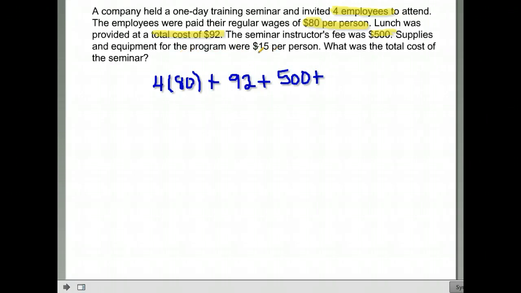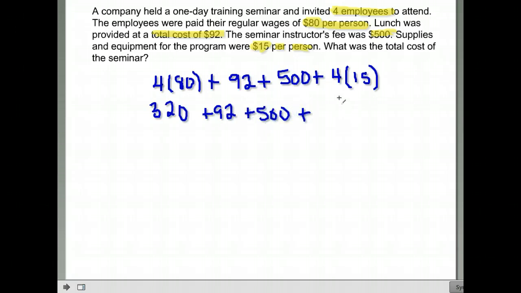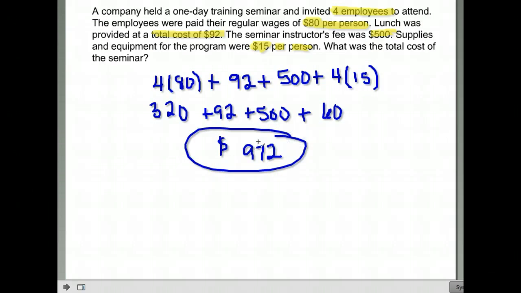Supplies and equipment for the program were $15 per person. So again, we had 4 people. That was a per person fee. So 4 people, $15 a person. We're going to calculate this. Let's do our multiplication part first. So 4 times 80 gives $320 for the wages for everyone, plus our 92 plus 500 plus 4 times 15 is $60 for the supplies. Then we just have to go ahead and add those together. So we add 320, 92, 500, and 60, and we get a total of $972 for this training session.